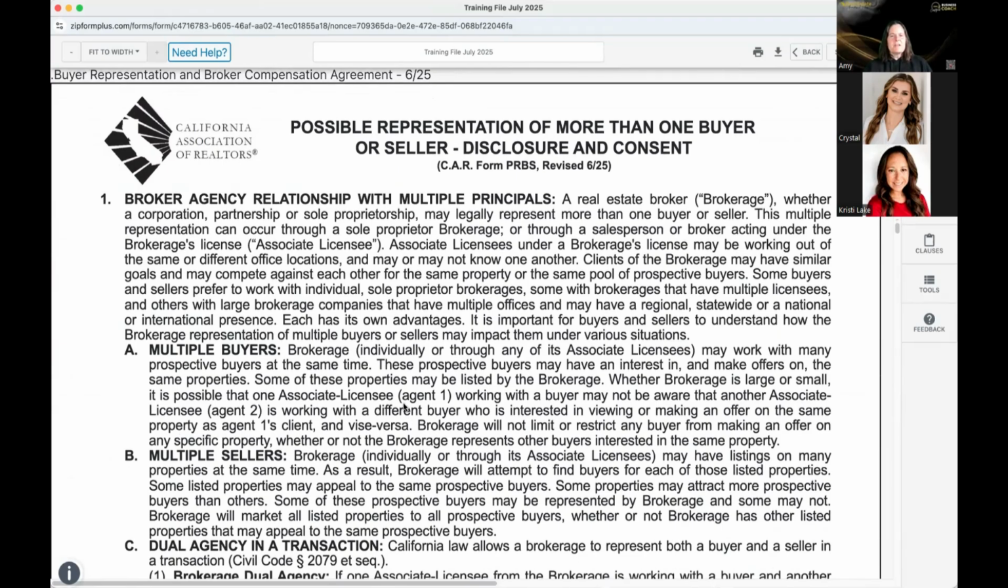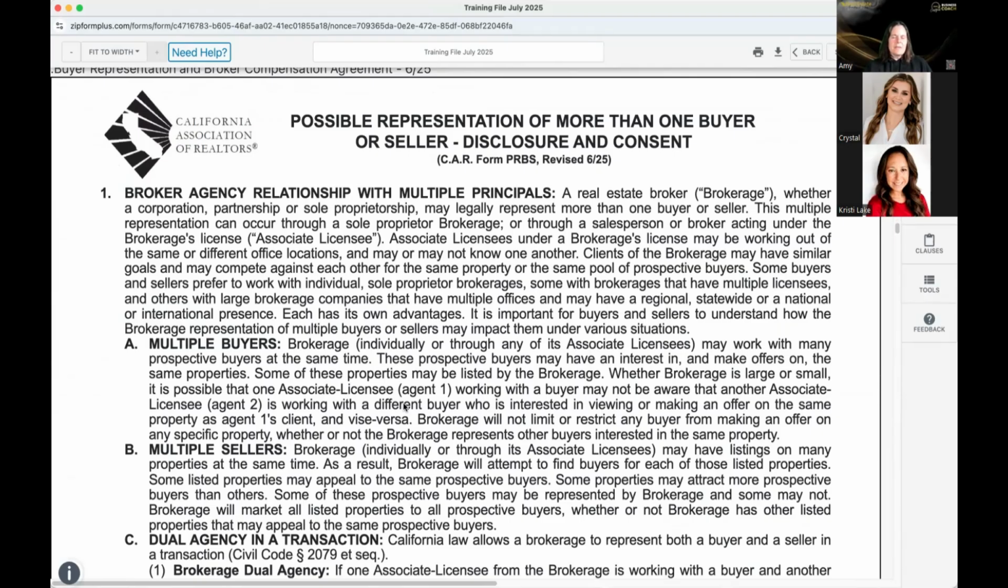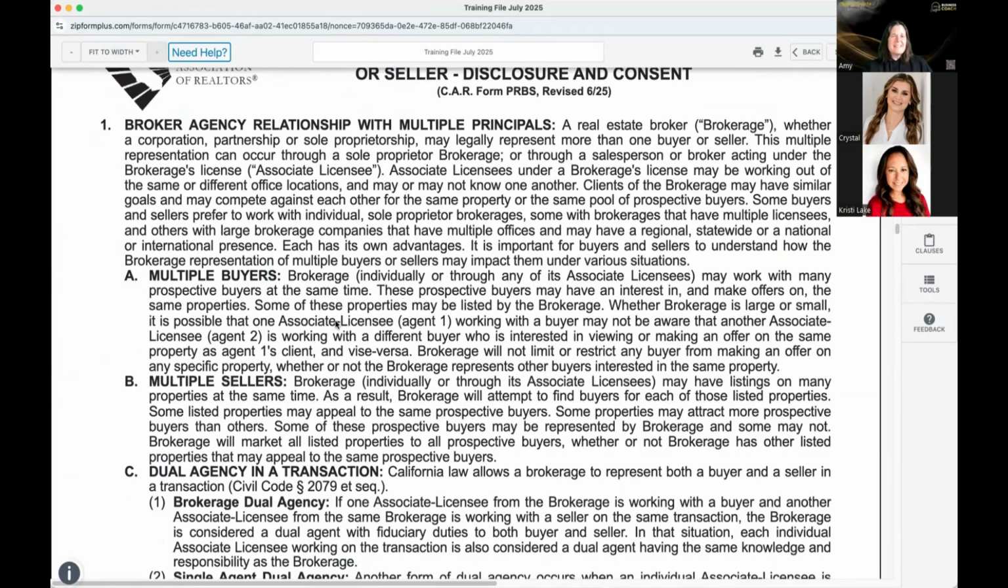The next form is our possible representation of more than one buyer or seller disclosure or consent. This is attached to our listing agreement. It's attached to our purchase agreement. They're going to sign it a couple of times if they're a buyer. Just saying that, hey, we work with multiple buyers all at the same time. And just because you're interested in a property doesn't mean I'm not going to show that property to my other buyers. And I may have listings, but that doesn't mean that I'm going to only show my buyers my listings. So just keep that in mind. This is a good form to go over.